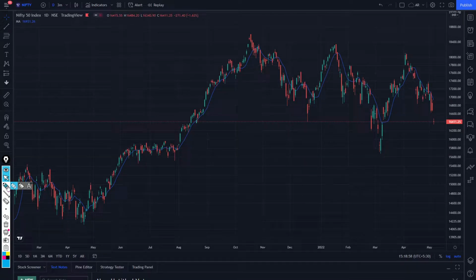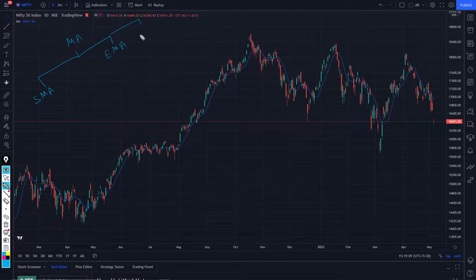There are two types of moving averages. MAs are of two types. One is the simple moving average, SMA. The other is the exponential moving average. Definitely there is one more, the weighted moving average, but we will use only these two.